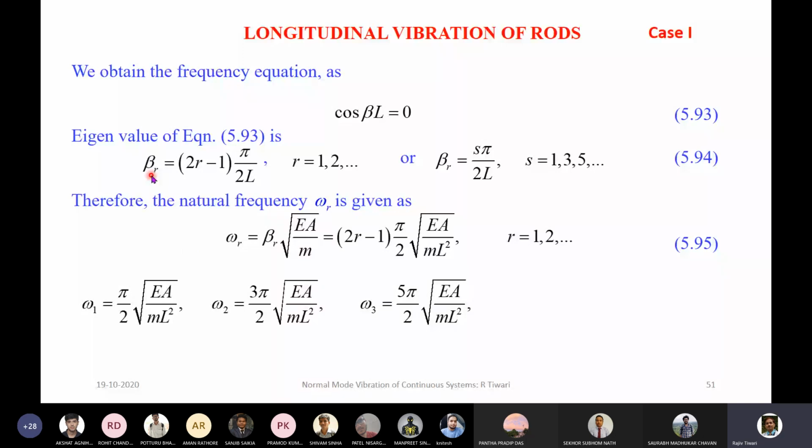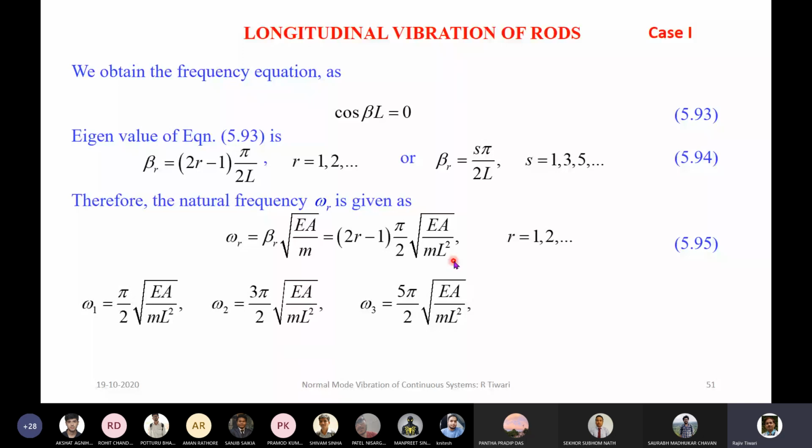So this is the solution we have subtracted. So this is the natural frequency of the system, where r will be 1, 2, 3 like this up to infinity. Here you'll see that the natural frequency of the axial rod depends upon Young's modulus, the area of cross section, mass per unit length, and length of the rod.